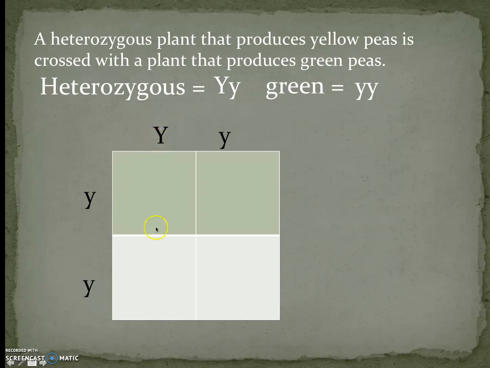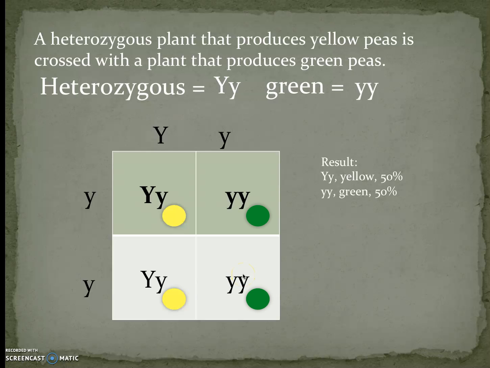and we bring the y's down and across, and this is what we end up with: a capital Y, lowercase y, and little y. So if we think about this, we have the big Y, little y are showing yellow, the little y are showing green. So our result is 50% yellow and 50% green.